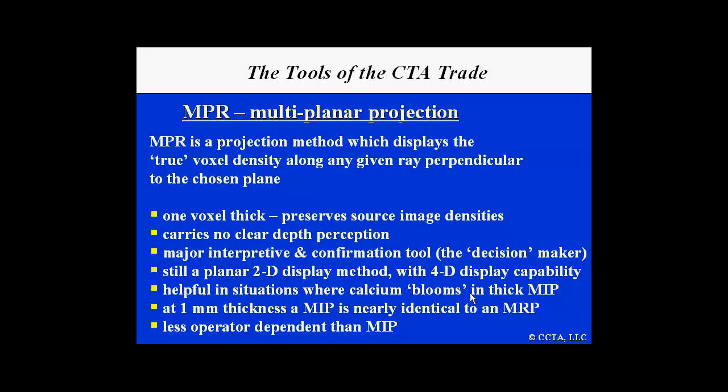It is helpful in situations where calcium blooms in a thick maximum intensity projection. At 1 millimeter thickness, a MIP is nearly identical to an MPR, but because we now have sub-millimeter thick scans, they are not identical. It tends to be less operator dependent than a maximum intensity projection.